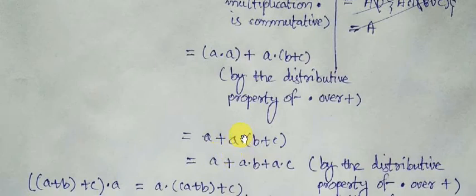So now from the distributive property of multiplication over addition, from this we can write a into b plus a into c. So this is equal to a plus a into b plus a into c.